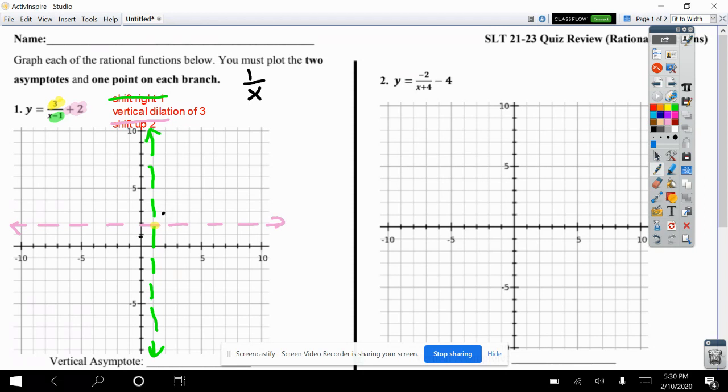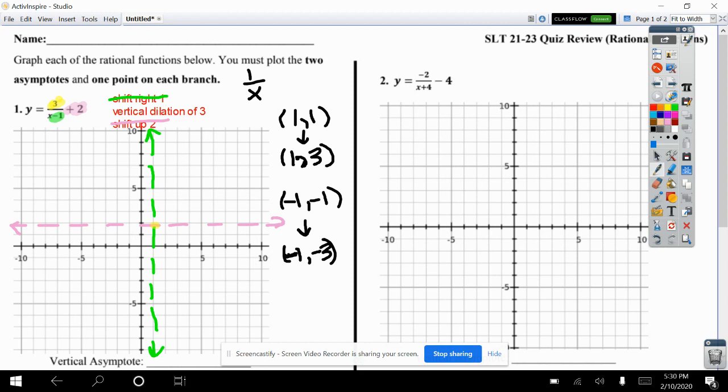But we have a dilation on ours, so ours isn't going to look quite like that. So we're going to think about our original points, 1, 1, and -1, -1 on our original function. Now, if I do a vertical dilation of 3 on the point, that tells me I'm going to multiply my y value, because it's vertical, by 3. So my new points will be 1, 3, and -1, -3.